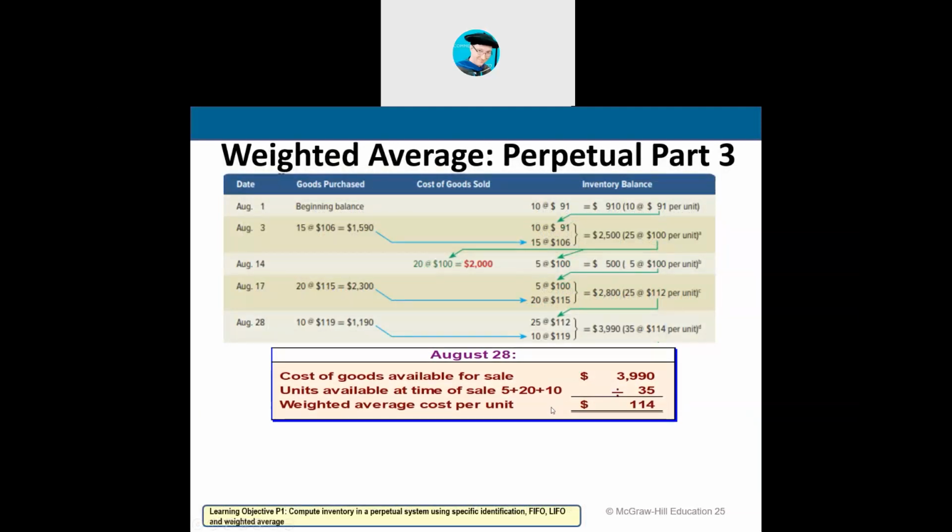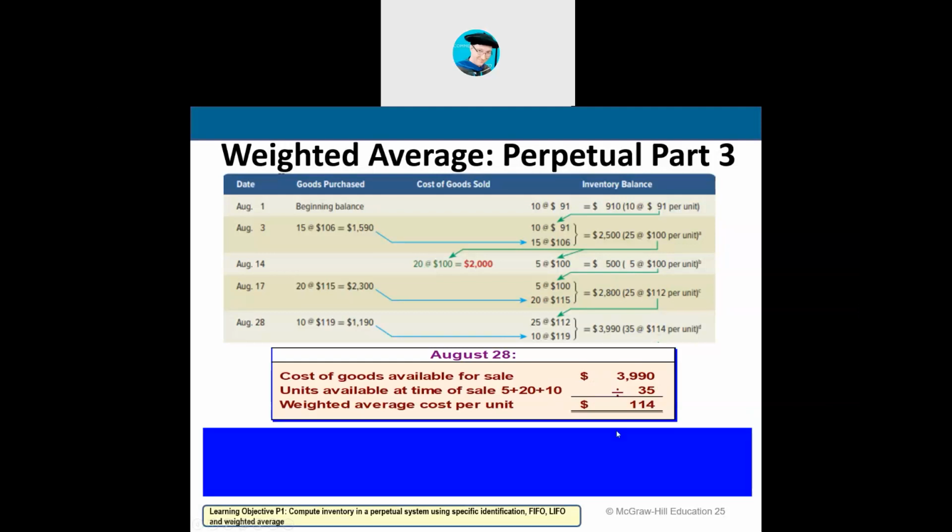August 28th, I had 35 bikes. Total cost of inventory at that date was $3,990, giving me an average cost per unit of $114.